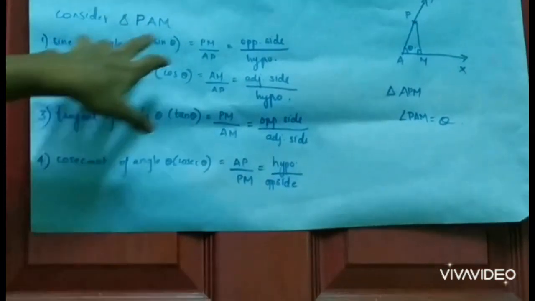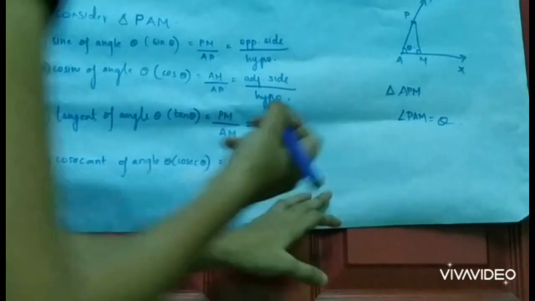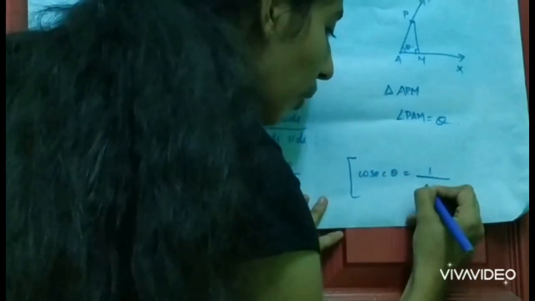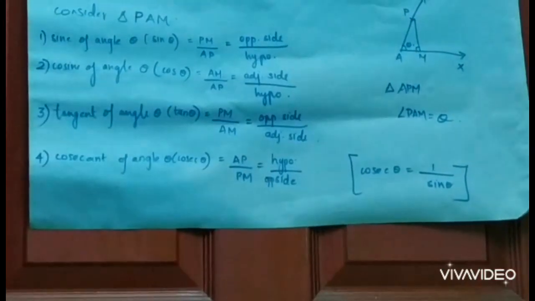You can see that sin theta is the opposite side by the hypotenuse and cosec theta is the hypotenuse by the opposite side. Therefore, cosec theta is equal to 1 by sin theta. This is one of the relations in trigonometric functions.